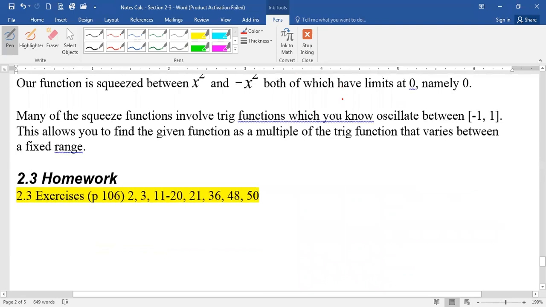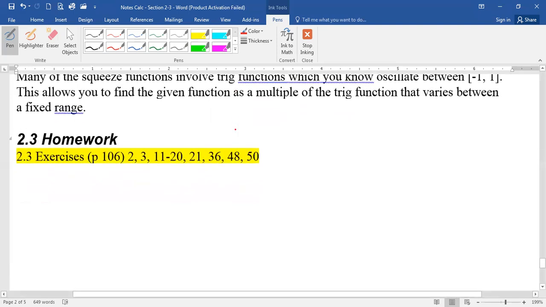And many of these squeeze functions do have trig functions as part of the function, because we know that sine and cosine both oscillate between -1 and 1. So whatever we have multiplied that by, we get that inequality, and so it's going to be squeezed between those. That allows you to find the limit of the given function as a multiple of the trig function, like we did there.